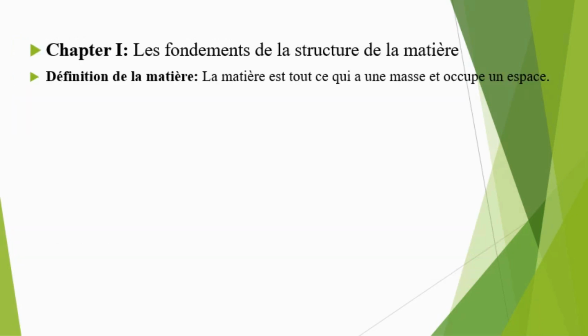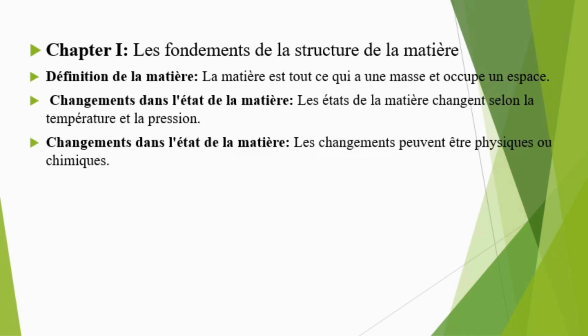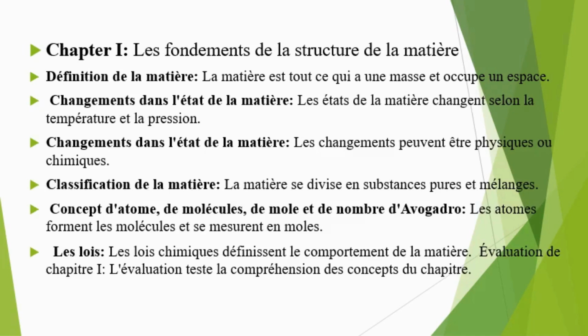Moving on to chapter 1. So we have two chapters. In chapter 1 was the fondement de la structure de la matière. So we have définition de la matière. La matière est tout ce qui a une masse et occupe un espace. C'est definition of matter.